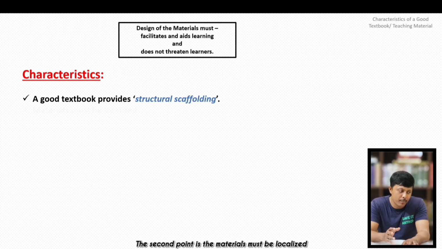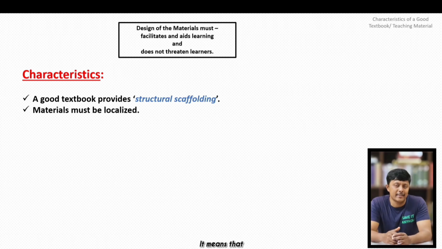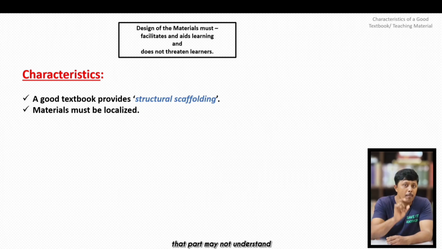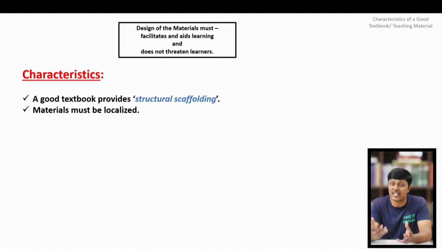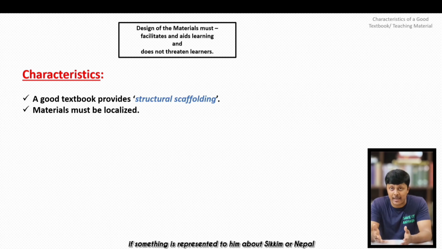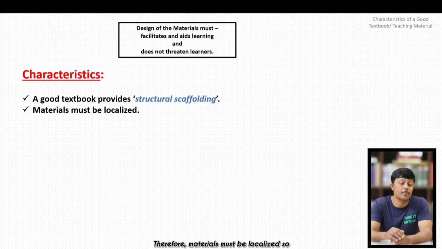The second point is that the materials must be localized. It means that suppose a learner belongs to a part where the teacher or the materials are given in a way that the learners from that part may not understand. For example, if the learner belongs to West Bengal, and something is represented to him about Sikkim or Nepal, the learner may not understand. Therefore, materials must be localized so that the learners can relate to it.